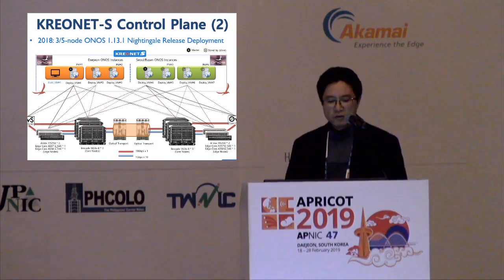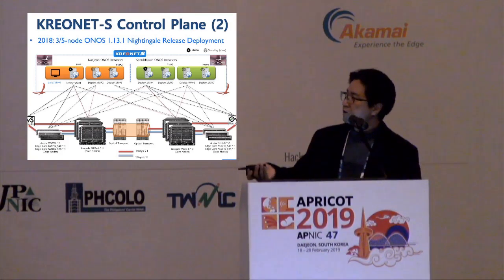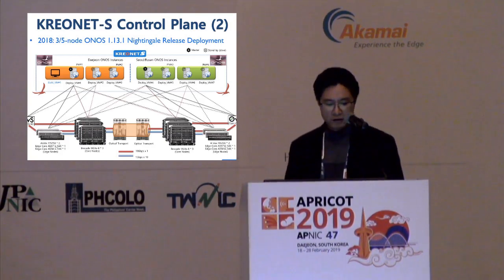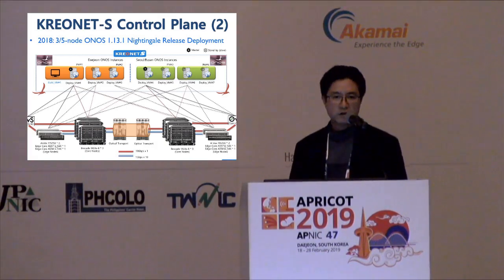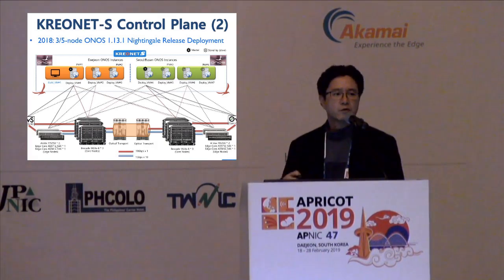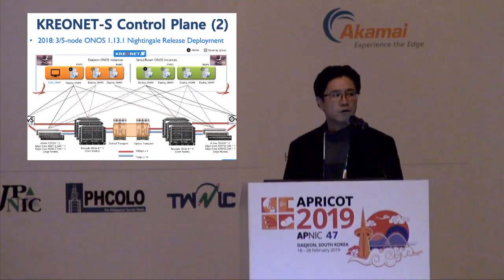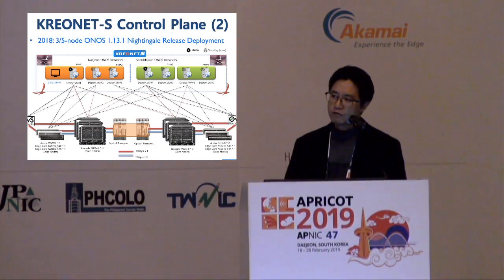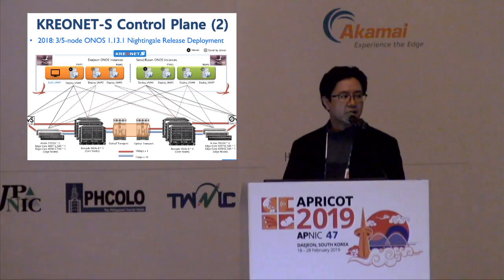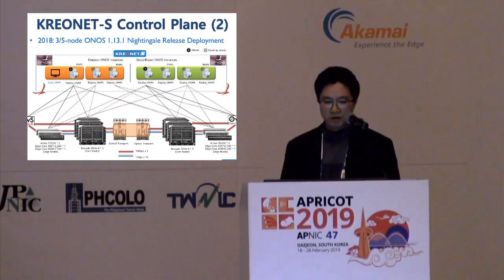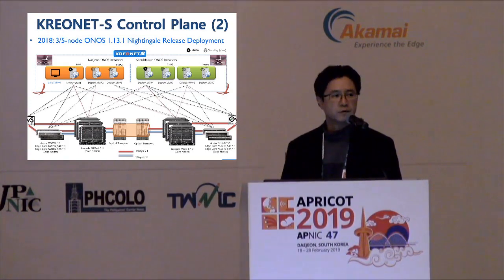So this multi-node ONOS cluster is now controlling and managing the multi-vendor network devices of KreonetS, coming from Brocade, Arista, and HPE networks. Those multi-vendor network devices are controlled by a 3 or 5 node ONOS cluster using a single southbound interface, OpenFlow 1.3, and OpenFlow virtual switches can also be dynamically attached to this network topology for any further experiment or research.